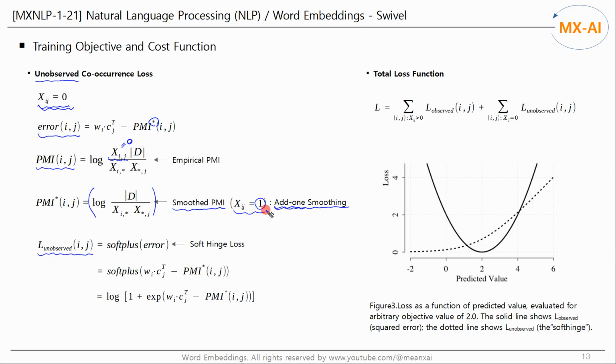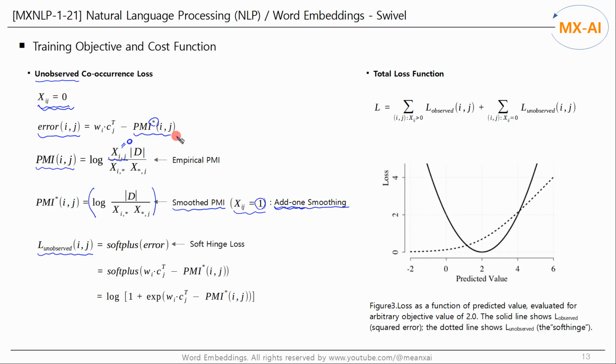Then, what does it mean to replace the zero count with 1 when computing the smoothed PMI? It gives us a useful finite reference value. In other words, we can think of it as asking, what would the PMI look like if this pair had been observed at least once? This gives the model a reasonable statistical reference point instead of an impossible target at negative infinity.